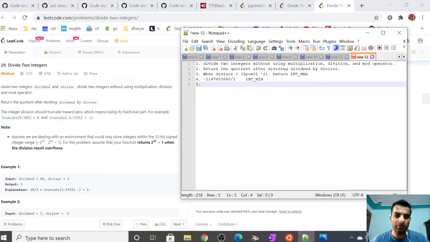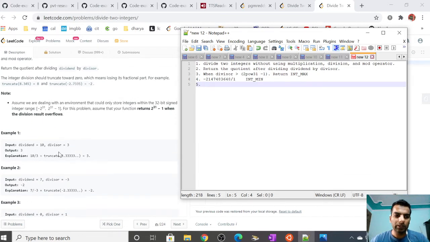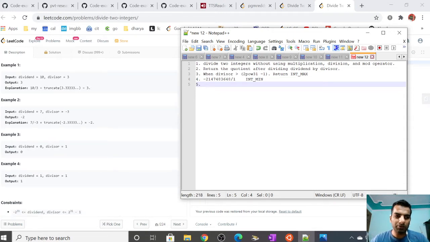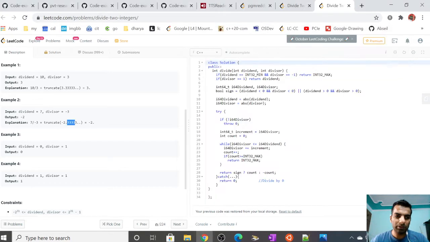dividing dividend by divisor. Then there are a few examples. We have to ignore the trailing fractional part, decimals. That is, if we divide 10 by 3, the answer is 3.33, but we have to ignore all the digits after the point, so we have to return 3. Same as if we divide 7 by minus 3, we have to ignore all the digits after decimal, so we have to just return minus 2. In case the dividend is 0 and the divisor is 1, the obvious answer is 0.